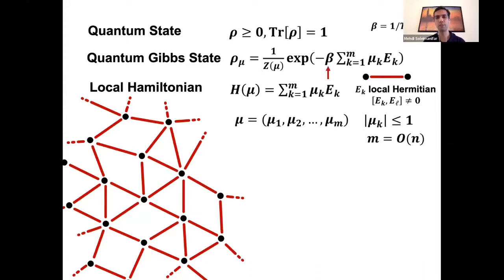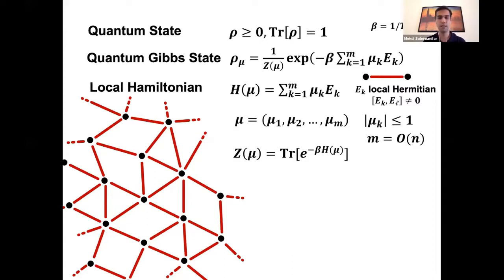So this parameter beta comes from physics. It corresponds to the inverse of the temperature that this quantum system is kept at. And similar to the Ising model, we have the quantum partition function, which is just this normalization factor.